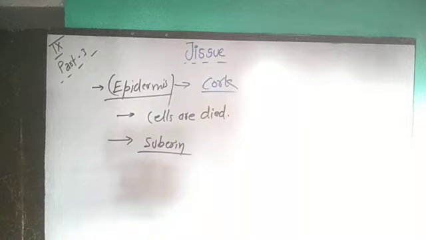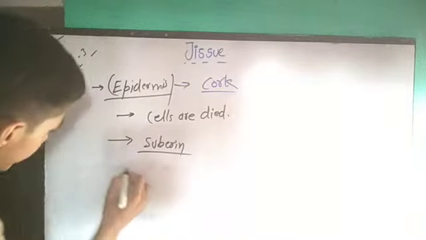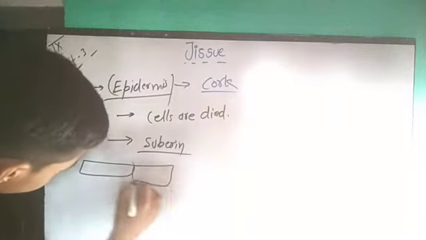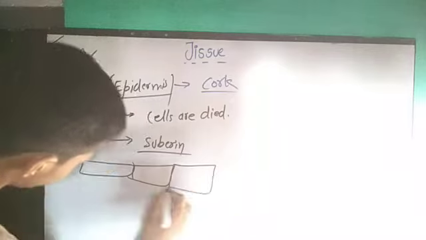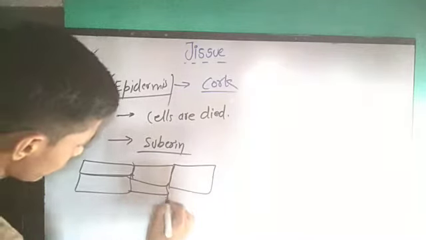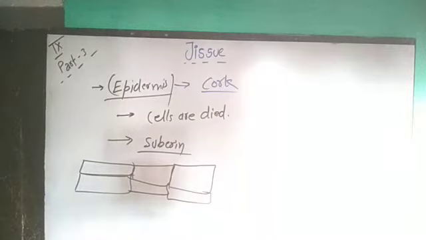And now we are going to see the structure of the cork cells. Let me draw it. Here we can see that they are flat and irregular, but they do not contain even a small pore also. So they do not pass anything through themselves. So is it clear to you all, guys?